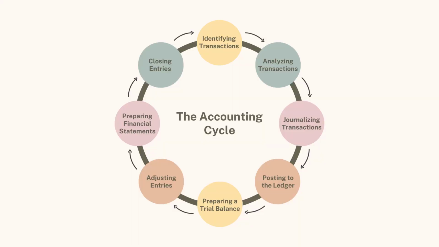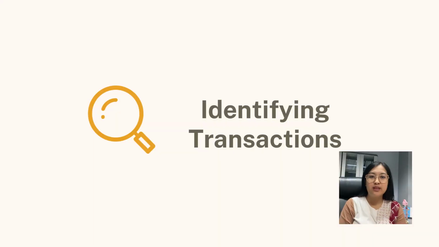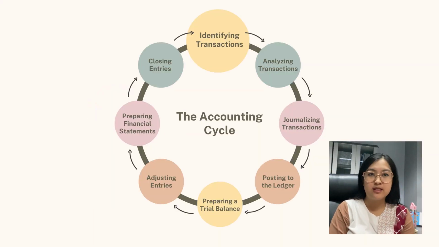So I will explain this cycle with this flowchart. And as we can see, the first step in accounting is identifying transactions. The cycle begins with identifying and collecting all financial transactions that have occurred during the specific period. These transactions can include sales, purchases, expenses, and more.